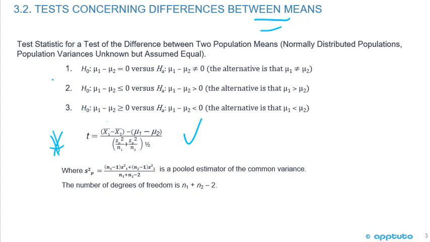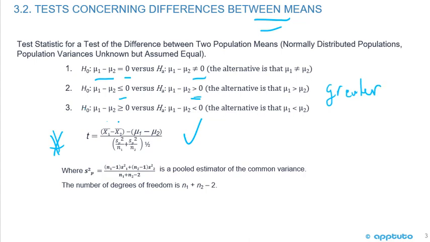So when we're looking at the test statistic for a test of the difference between two population means, what are we talking about here? The null hypothesis is that the difference between the population means equals 0, or the alternative hypothesis that it doesn't equal 0. Okay? Then we can have also the null hypothesis that the difference between the population means is less than or equal to 0 versus the hypothesis that it's greater than 0. So that's a greater than hypothesis.